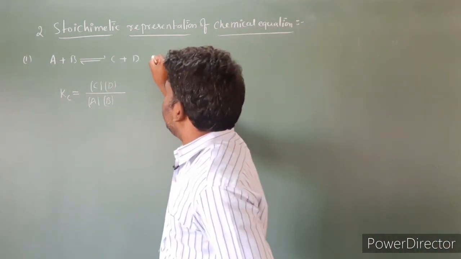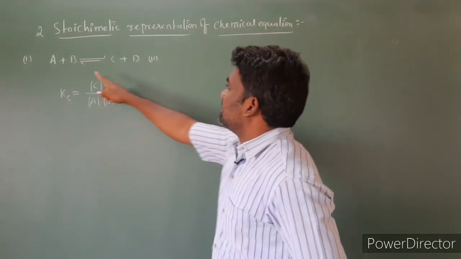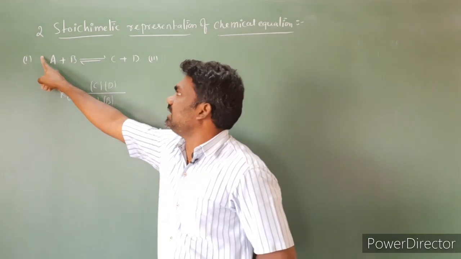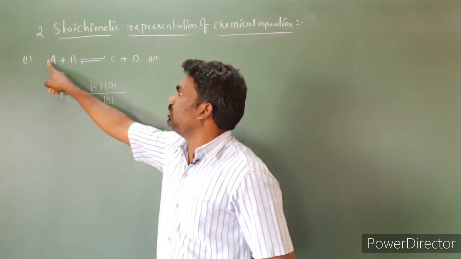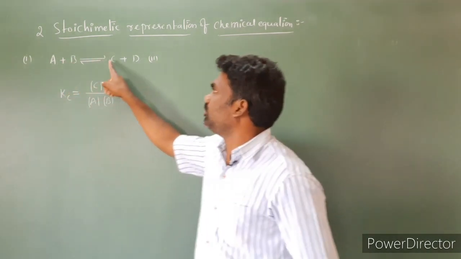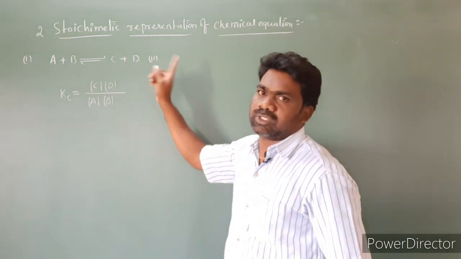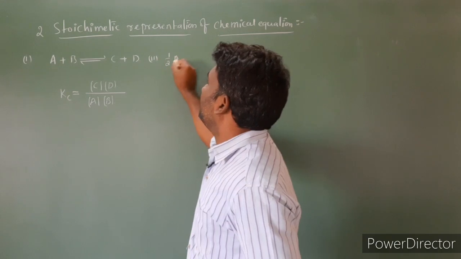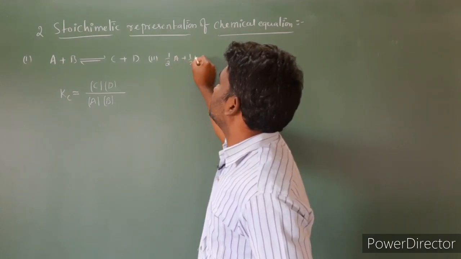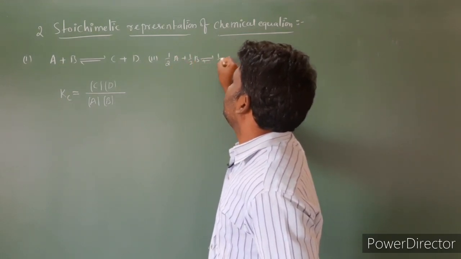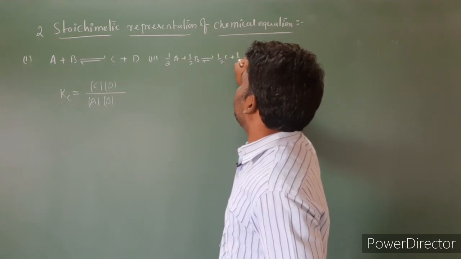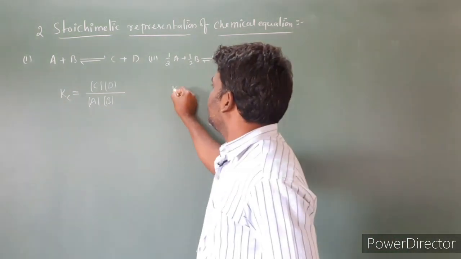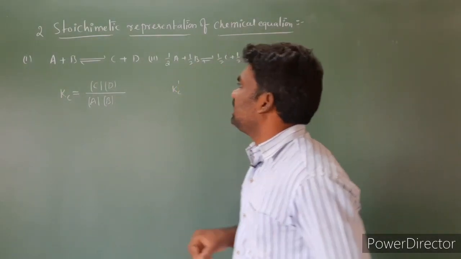Now in the second case, each stoichiometric coefficient is 1. Here nothing is written, we have to imagine 1. So 1 mole of A reacts with 1 mole of B to form 1 mole of C and 1 mole of D. I am changing the stoichiometric coefficient to half. So half mole of A plus half mole of B gives rise to half C plus 1 by 2 D. For this case we have to write Kc, so to differentiate I am labeling it as Kc dash.